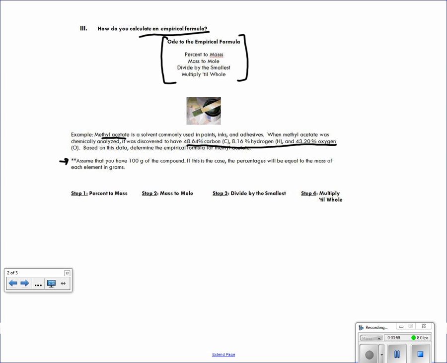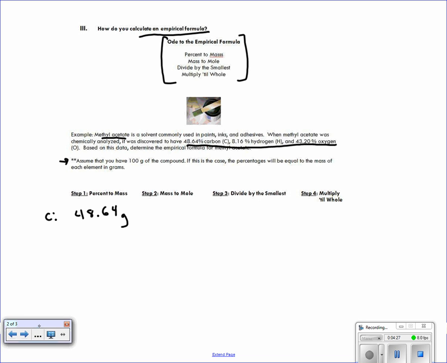Okay, what the heck does that mean? That means that we assume we have 100 grams of this. If that's the case, we're going to have 48.64 grams of carbon, 8.16 grams of hydrogen. So step 1, percent to mass, it's really easy. All you do is take the percent amount and just stick a gram unit on it. You take out the percent and replace it with a gram. So we're going to organize these by elements. So here is our carbon, our hydrogen, and our oxygen. Okay, so we have 3 gram measurements.